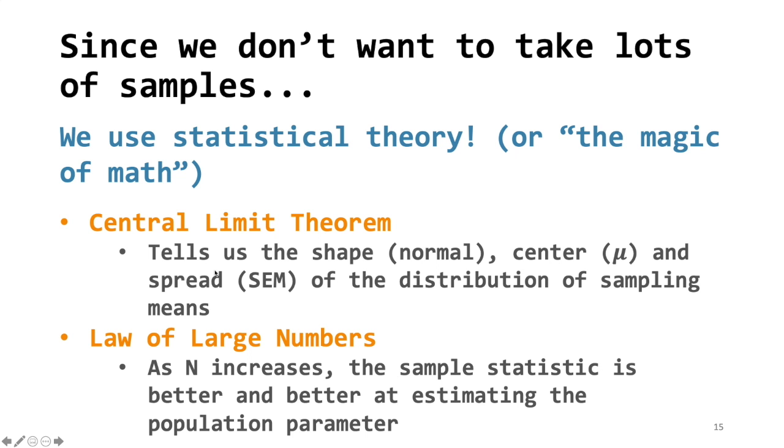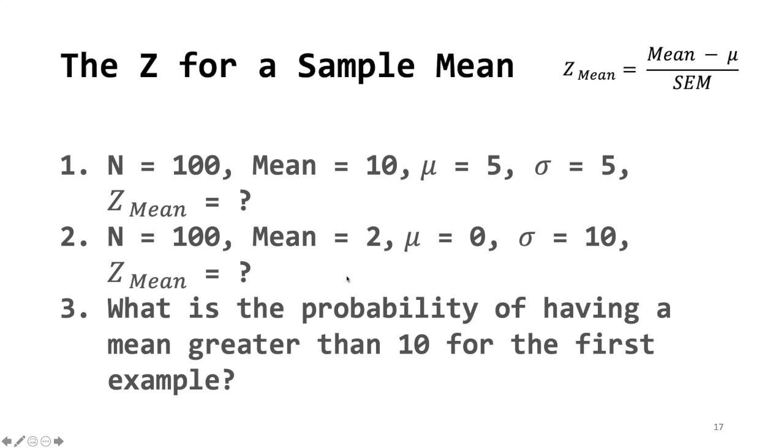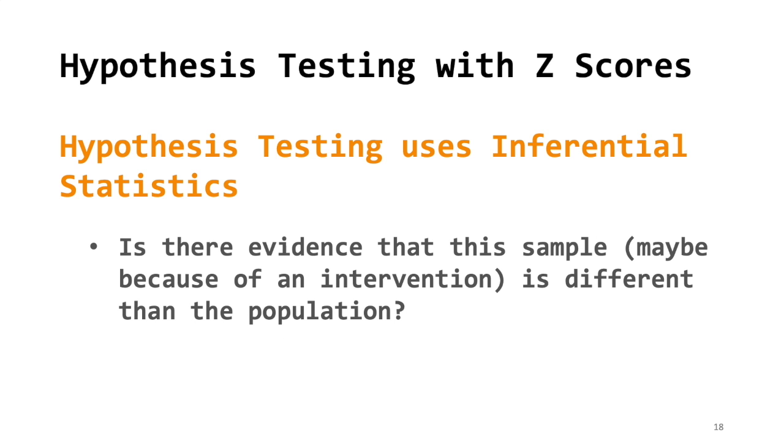What's cool, like I mentioned here with the central limit theorem, is this z-score with the mean always is tied to a normal distribution. So we always can get a probability of having a mean greater than or less than. We can always use that because of the central limit theorem. So we're going to be able to use that to actually get our p-values that we talked about earlier. If we were going to use a hypothesis test with a z-score, the question is, is there evidence that this sample, maybe because of an intervention or whatever, is different than the population or different than a control group?